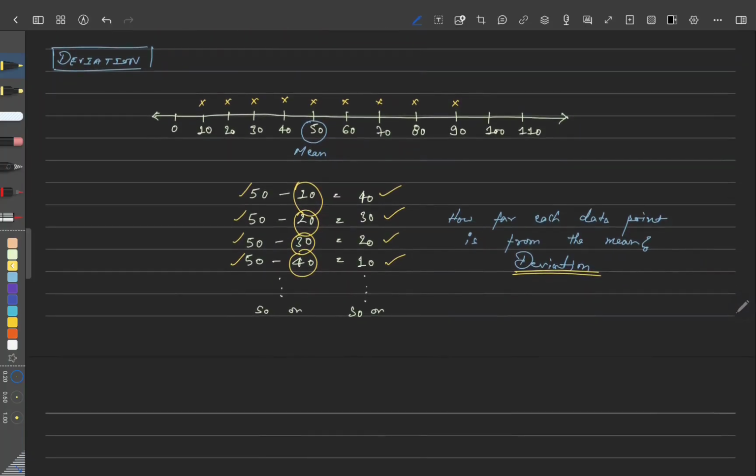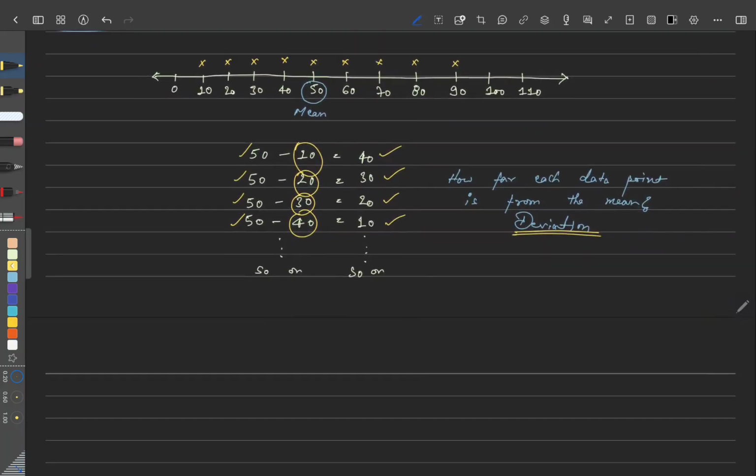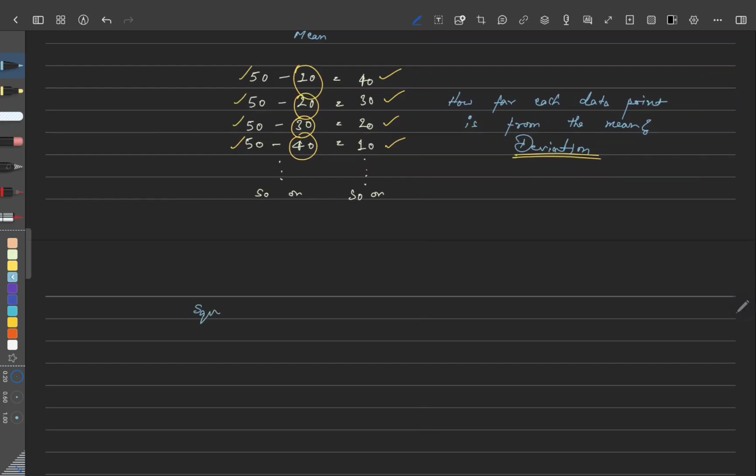Now, as per the definition, which is the mean of squared deviations, we have the deviations now. When you square these deviations and find their mean, it will be called variance. So square the deviations and find the mean, and you will get variance. Okay, as simple as that.